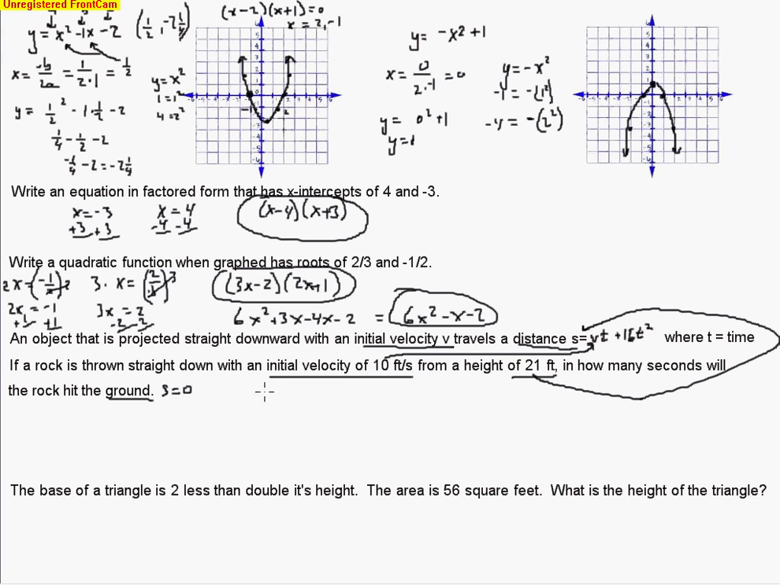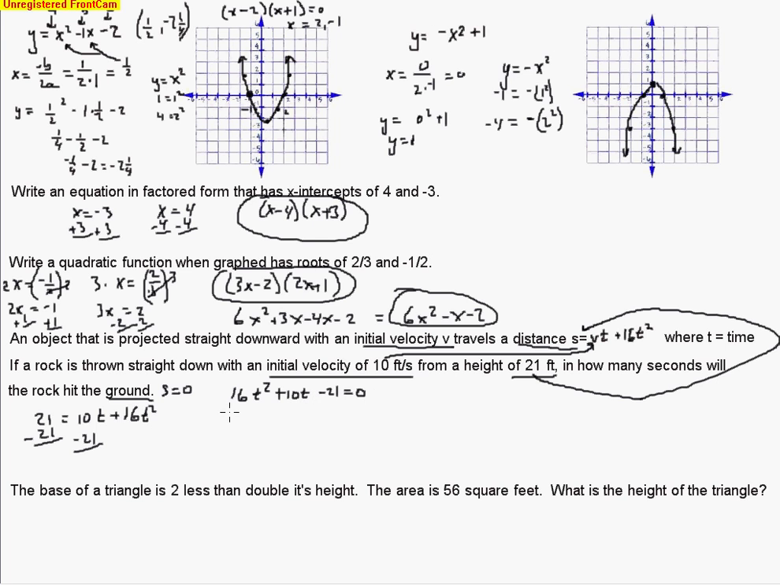So let's go ahead and rewrite our equation. 21 equals 10t plus 16t squared. Now, notice that we want to hit the ground. Ground is going to eventually be 0. So that's what I'm going to do. I'm going to set this equal to 0. I'm going to move this 21 back to the other side. Now let's go ahead and rewrite it in a formula that's a little bit more familiar. 16t squared plus 10t minus 21 all equals 0.